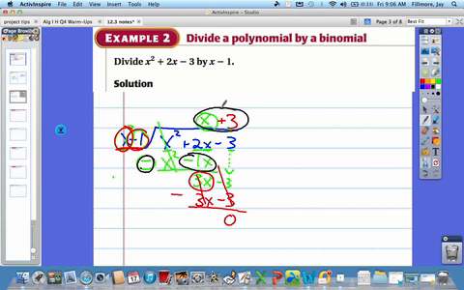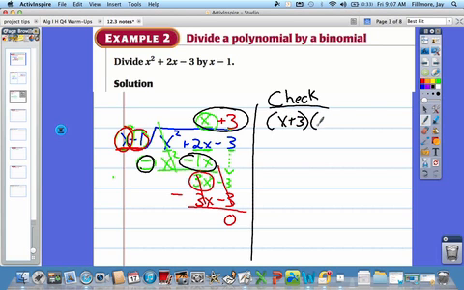If you wanted to check this, you would say that my x plus 3 times my divisor of x minus 1 should give me my polynomial, x squared plus 2x minus 3. And if you ended up foiling our two binomials here, you would end up with x squared plus 2x minus 3, and they would be equal, so your answer would check out. Okay?